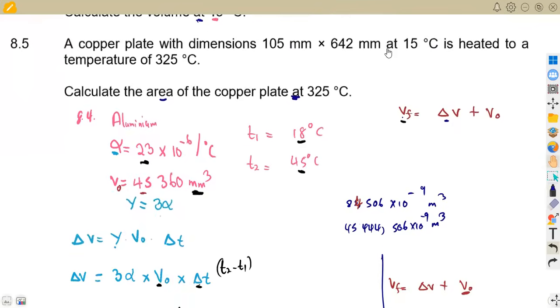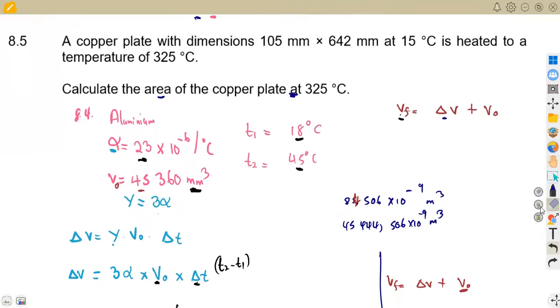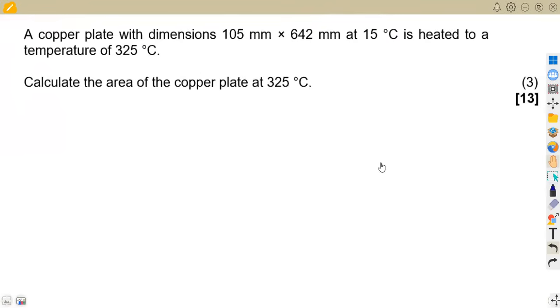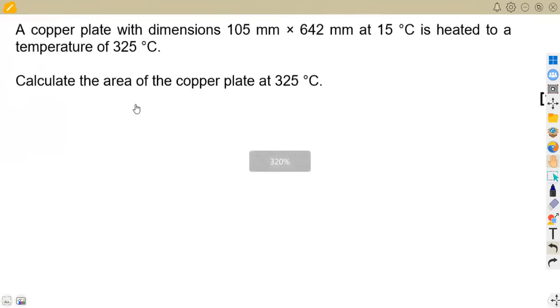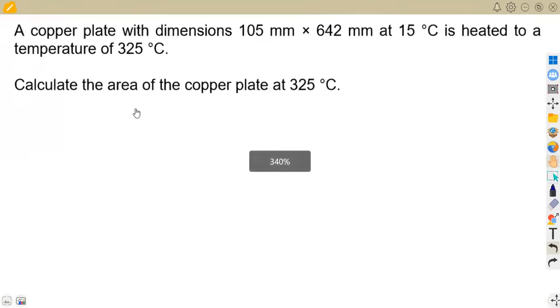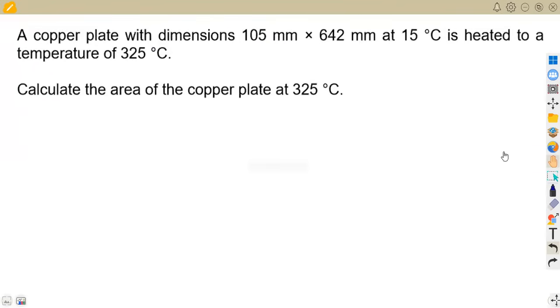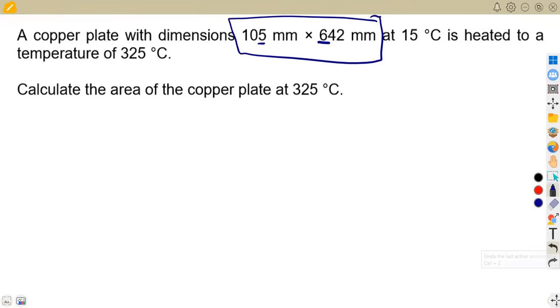Then 8.5, we have got a similar question to this one. This time we are given a copper plate with the dimensions of 105 millimeters by 645 millimeters, just like the same question. These dimensions are for area. We are given two values, this one by this one. So we are talking about length times width, or length times breadth.